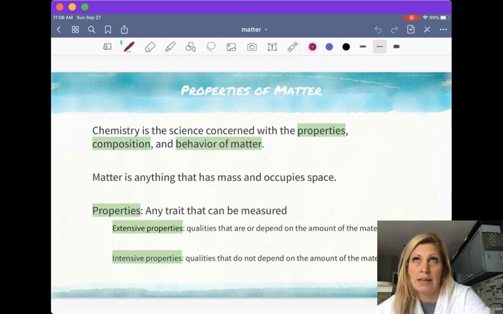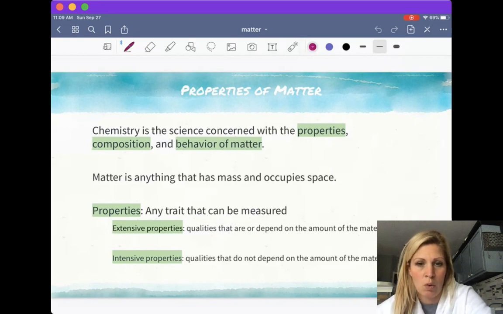Another example would be length. So let's say we have wire and we want to cut it to a certain length. That's an extensive property because length depends on how much of it we're going to use. Volume is another. Volume is going to depend on how much of the material we are dealing with. So those are all extensive properties.